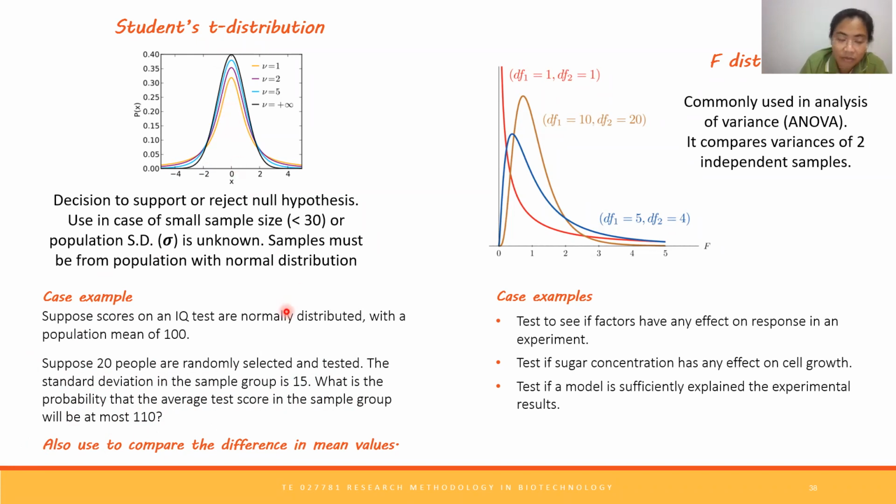However, we don't use the T distribution in this manner. We normally use the T distribution to compare the difference in mean values. We compare whether the mean values from one condition of the experiment and another condition of the experiment are different, and we use the T distribution to do the testing. But this is the general case where the T distribution is used.